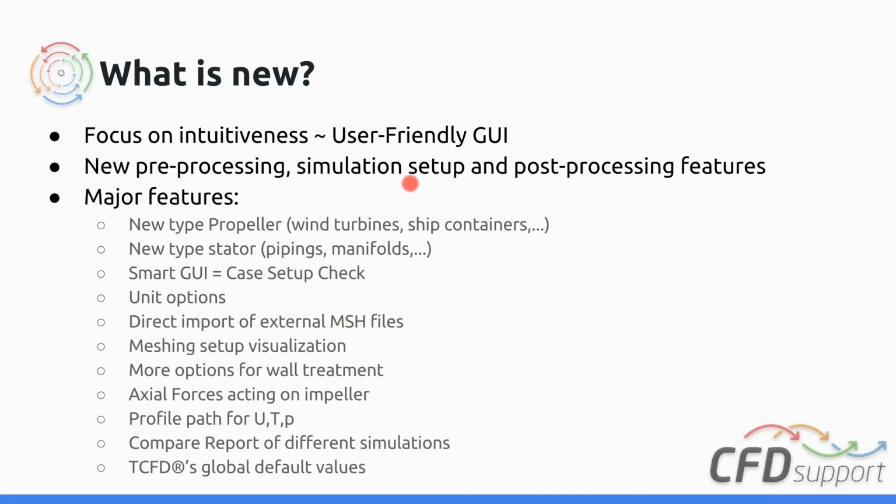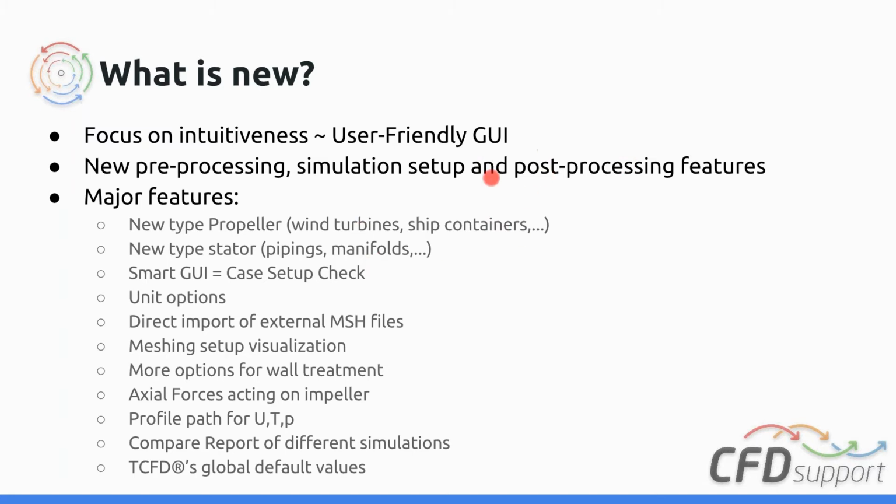We also improved the simulation setup itself. We created a so-called case setup check button, using which you can check for possible inconsistencies in your setup, and it will warn you what is set wrong or what should be added to run the CFD simulation successfully. One of them could also be the unit options. So now you can set or post-process the variable in your favorite units.